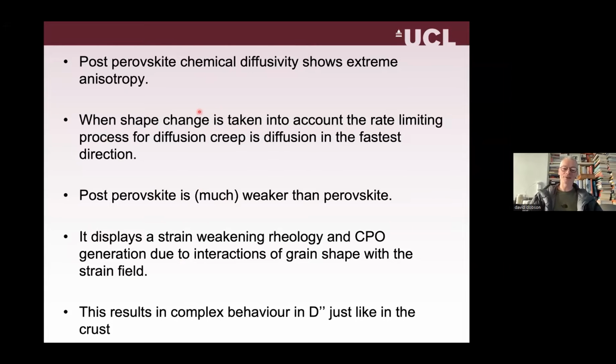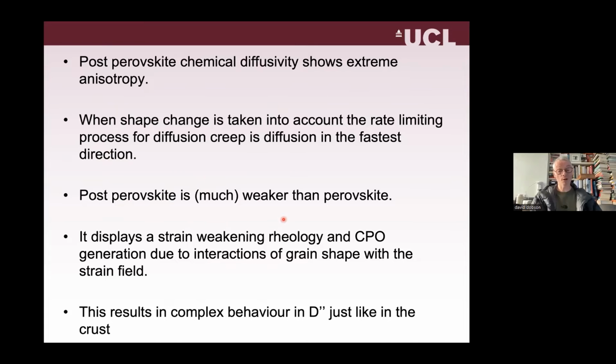When you take into account the shape change, then the rate limiting process for diffusion creep becomes diffusion in the fastest direction. Okay, once you've done more than, it was actually a strain of 10. Once you've got to gamma of 10, then diffusion in the fast direction becomes the rate limiting process. But by then you've already weakened by a factor of 10. Okay, which means that post-perovskite is much weaker than perovskite.